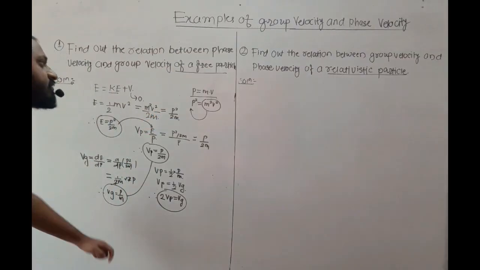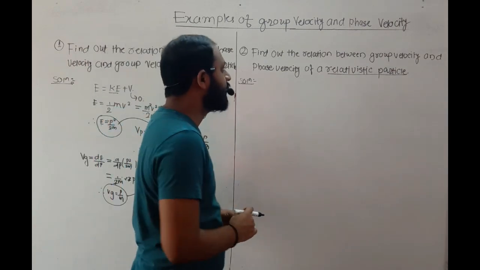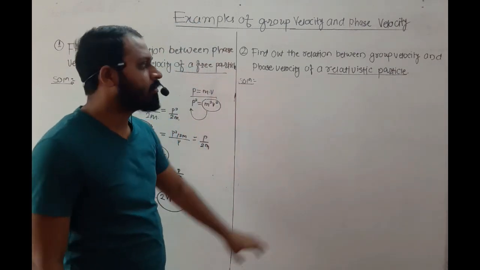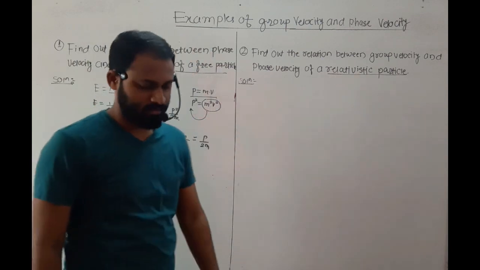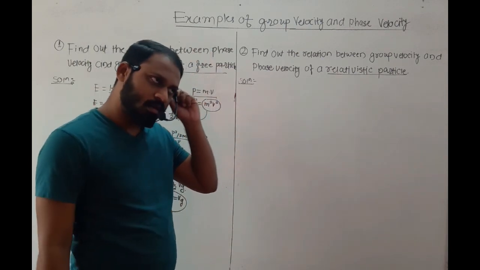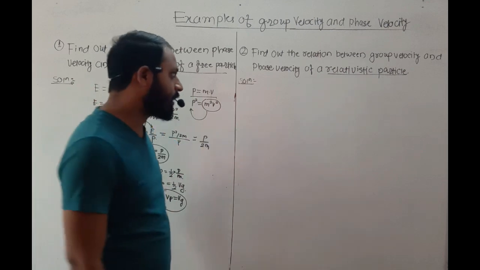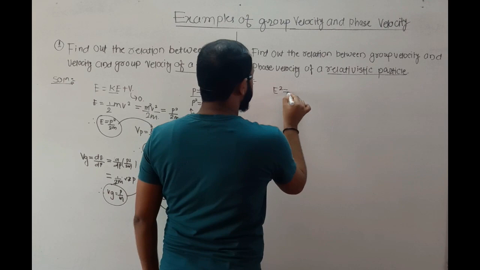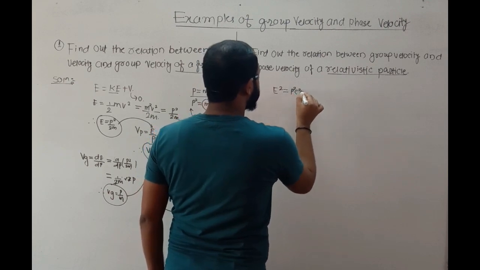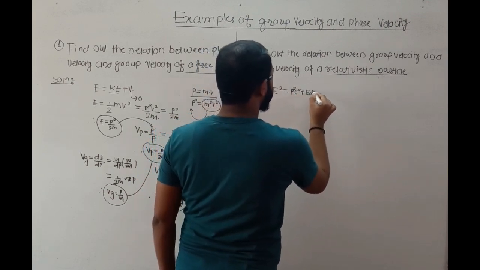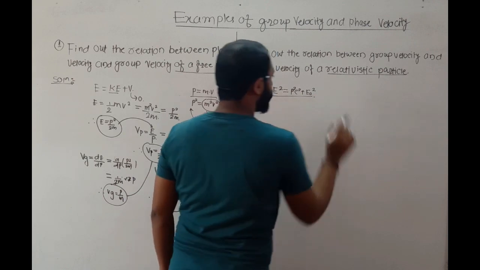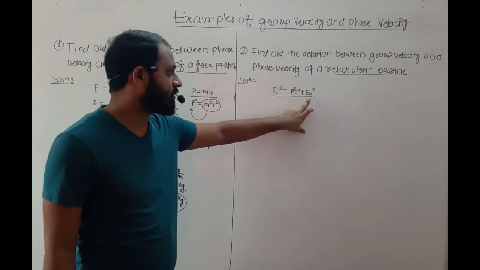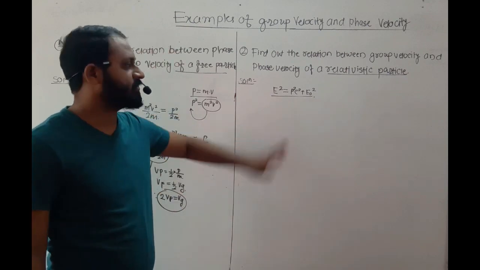Now let us discuss the second problem, in which they are asking to find the group and phase velocity relation, but for a relativistic particle. Now see, for a relativistic particle you should know one equation: E square equals P square C square plus E naught square. This is the relativistic relation between energy, rest mass energy, and momentum.